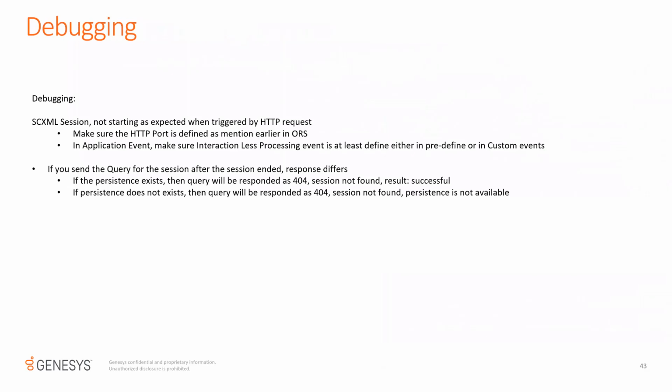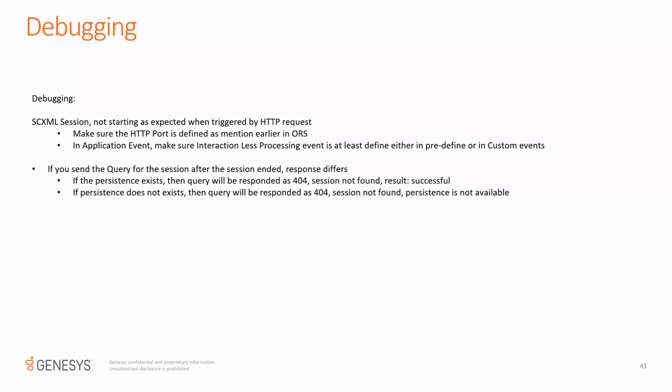So when all is said and done, when interactionless processing is being done and you are getting stuck, there are a couple of basic debugging steps which you can use to check why it is getting stuck. If the SCXML session is not triggering as expected, make sure your ORS HTTP port is up and running, it is defined, and there is no issue with that. And second thing, in your Composer, make sure your interactionless processing is at least defined. If you are using custom events, in that case also make sure your interactionless processing is there.